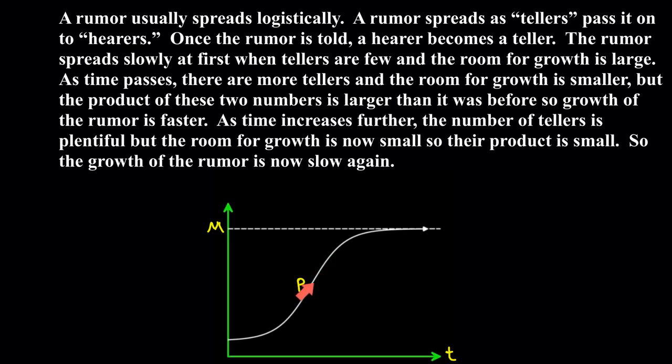As time increases further, the number of tellers is plentiful, but the room for growth is small. So their product is small. So the growth of the rumor is now going to be slow again. So this curve is going to represent your population growth.